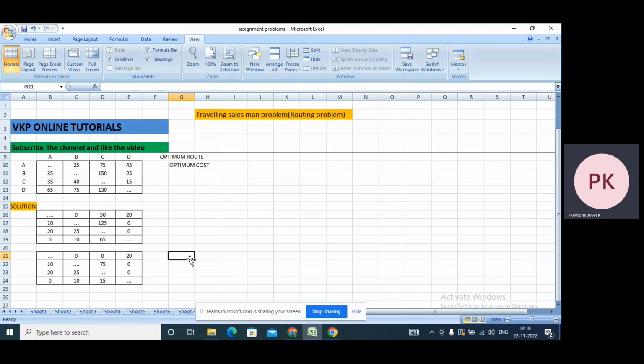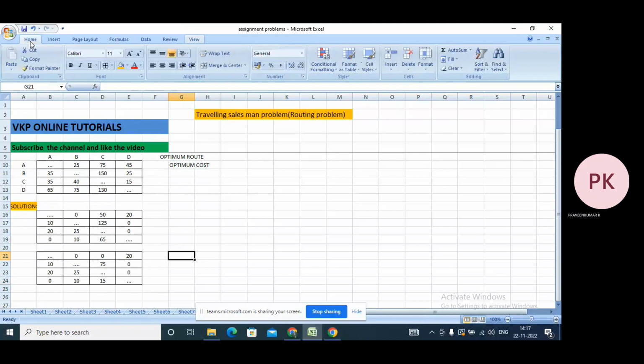Now go for allocation. The third step is allocation. In allocation, identify a row or column having a single 0, allocate that 0, and cancel the corresponding column or row, and vice versa.